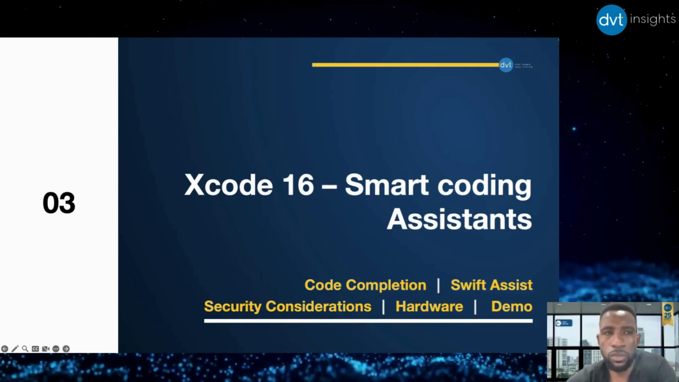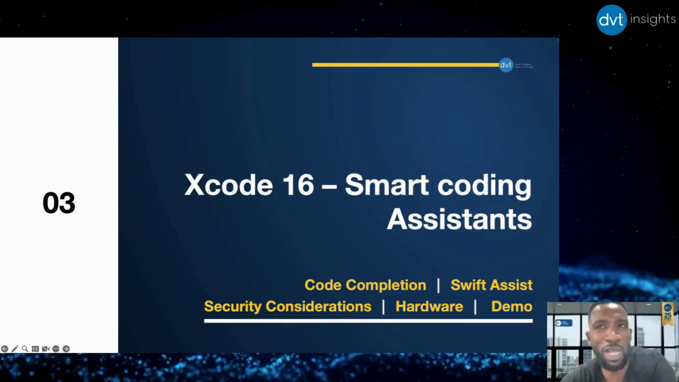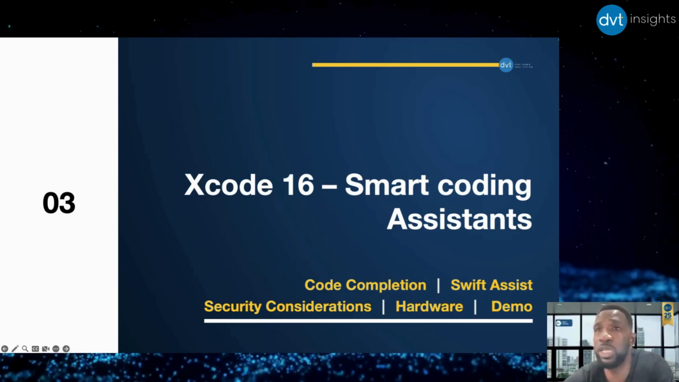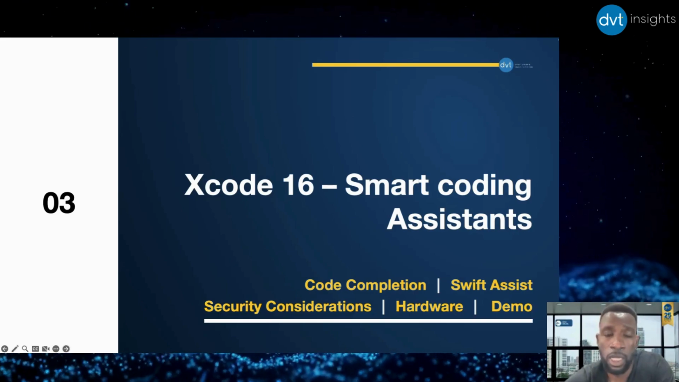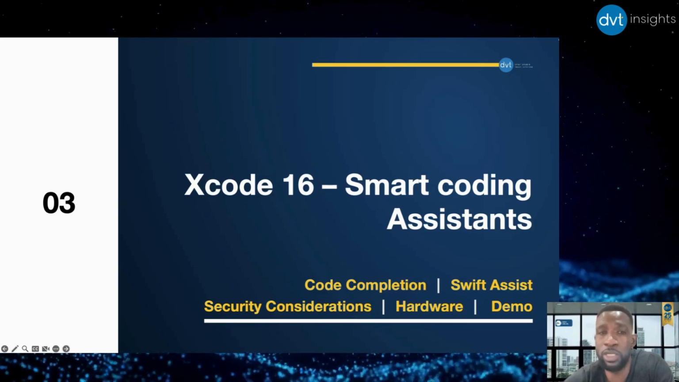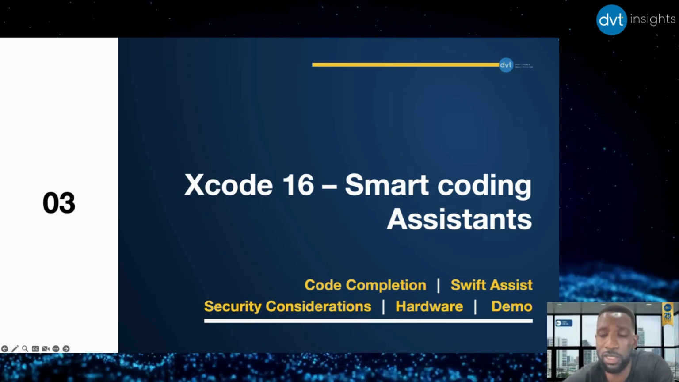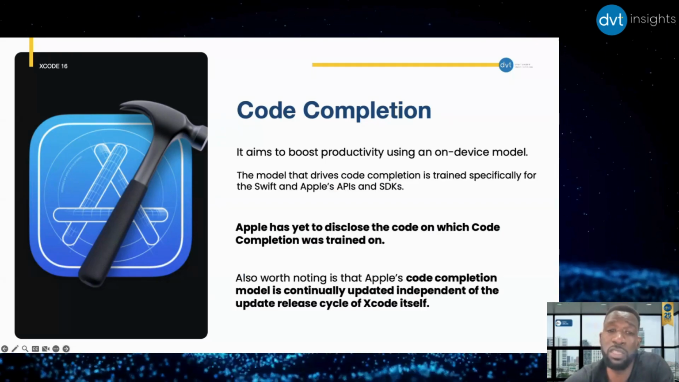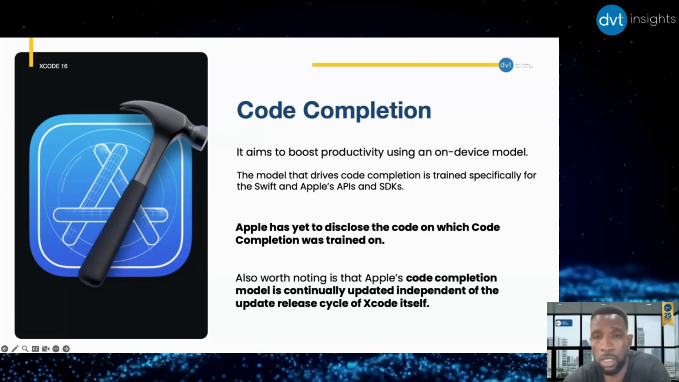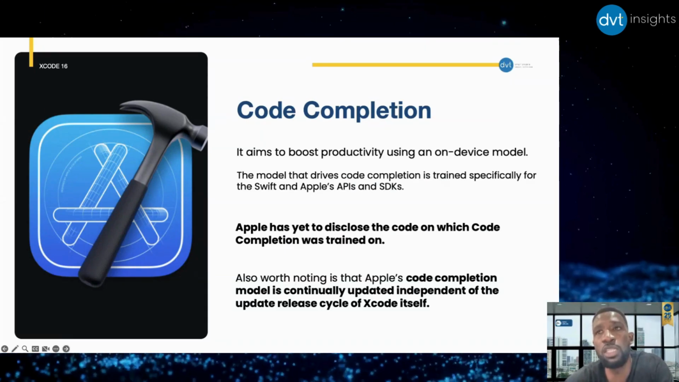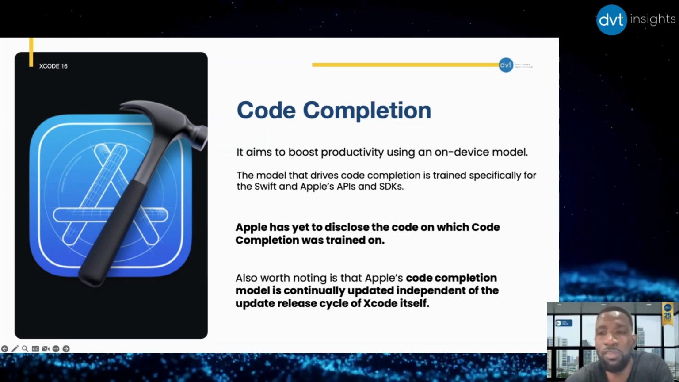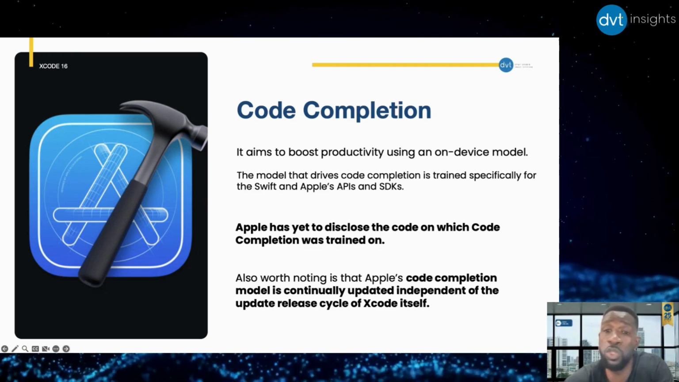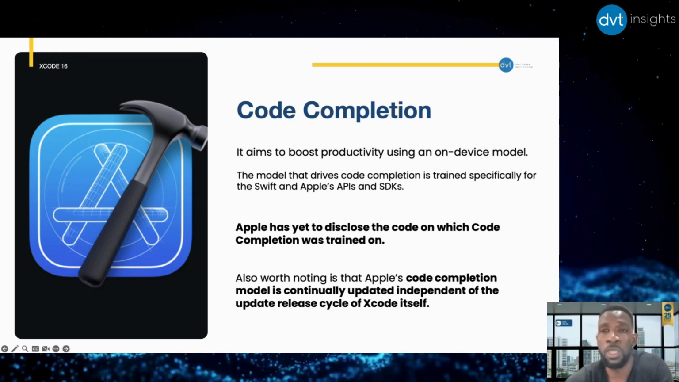Yeah, kicking off with Apple, from Xcode 16 onwards, Apple has started releasing some smart coding assistants. And the first two that are supported at this moment are Code Completion and Swift Assist. Kicking off with Code Completion, it aims at boosting productivity using an on-device model, right? That is an important thing to stress on. On-device here will translate to it being available regardless of you having internet connectivity or not.